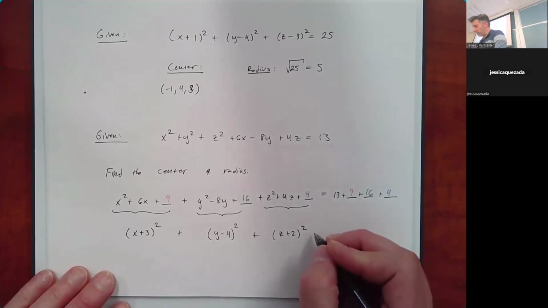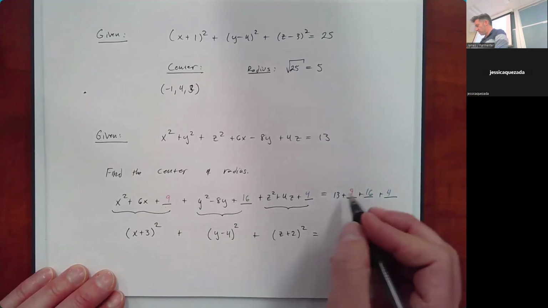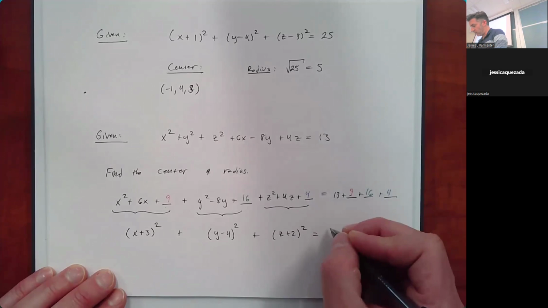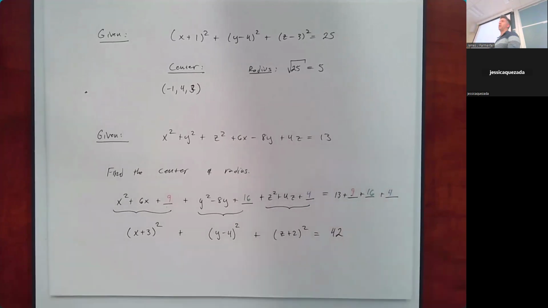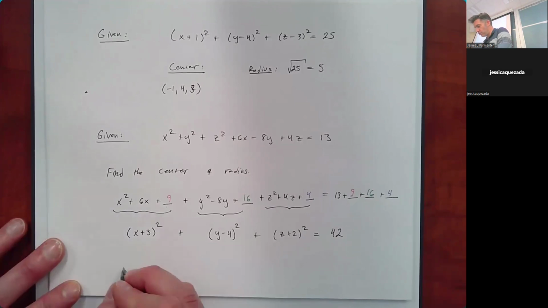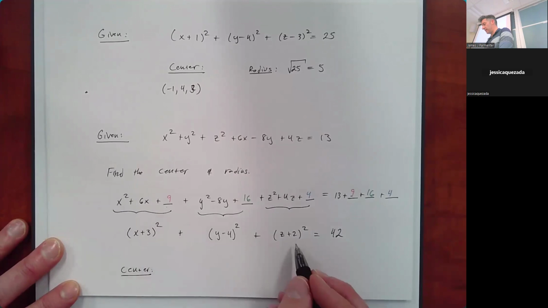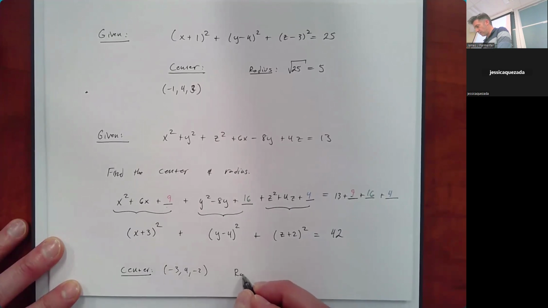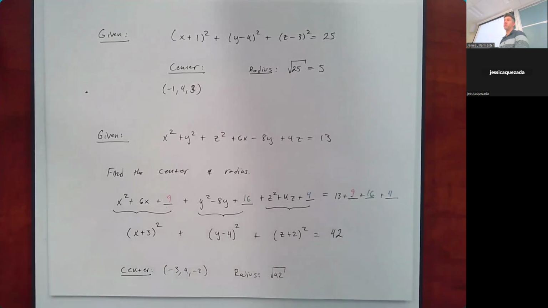And on the right-hand side, we're going to get, let's see, 13 plus 9 is 22, plus 16 is 38, plus 4 is 42. Not a nice square number. Oh, well, sometimes you don't get a nice square number. And then our center is going to be the XYZ coordinate that makes each of these things 0, which is going to be negative 3, positive 4, negative 2. And the radius is going to be square root of 42. Somewhere between 6 and 7.